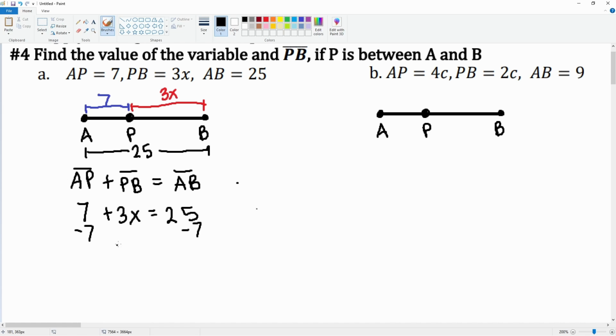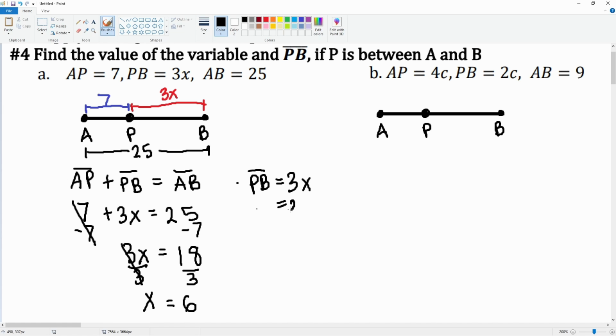Subtract 7, subtract 7. This cancels, leaving you 3x is equal to 25 minus 7. That is 18. Now divide by 3 to both sides. This cancels, leaving you with x equals 6. Okay. Now we're not done. We found x. We want to find PB. Line segment PB is equal to 3x. So we make the substitution. 3 parentheses, put a 6 there. So we can say line segment PB is equal to 18.